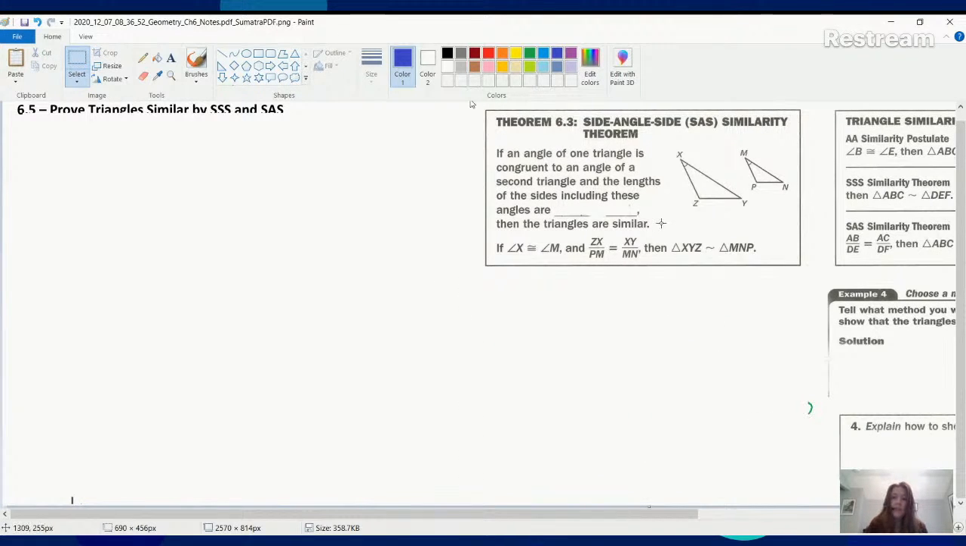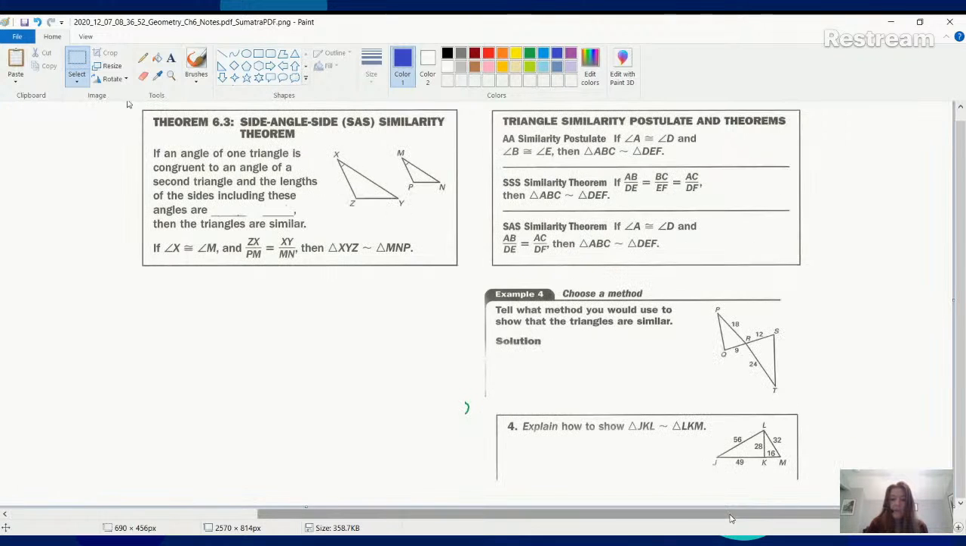Okay, so far we have angle, angle, right? And we have side, side, side similarity. So we're talking similarity. How can we tell two triangles are similar? We have angle, angle. We just learned side, side, side. And the third one that we have for similarity is the side, angle, side. So the SAS, another SAS coming back for us.